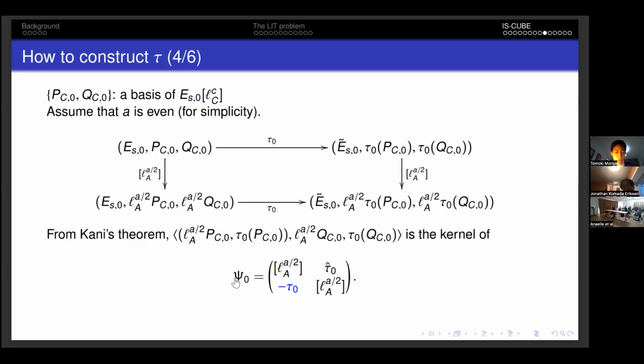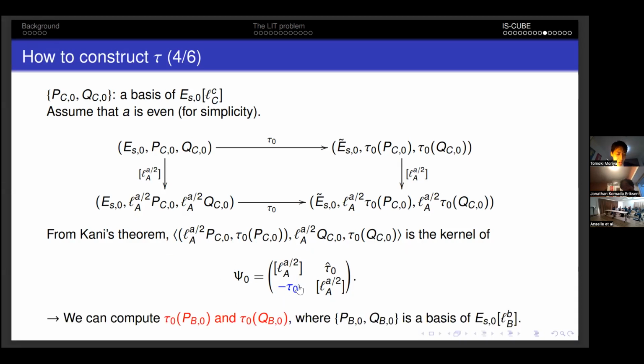So we can compute psi 0, and psi 0 has the information of tau 0. By using psi 0, we can compute the images of P_B0 and Q_B0. Here, P_B0 and Q_B0 form a basis of the L_B^B torsion subgroup of E_S0. So finally, we can compute all the image points we want.